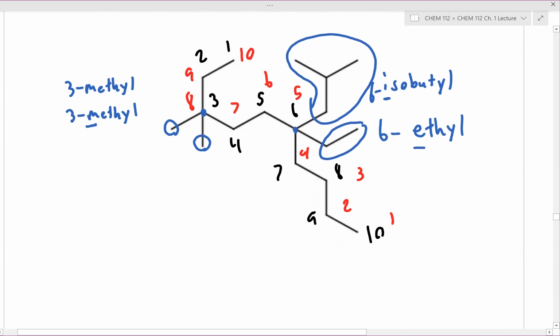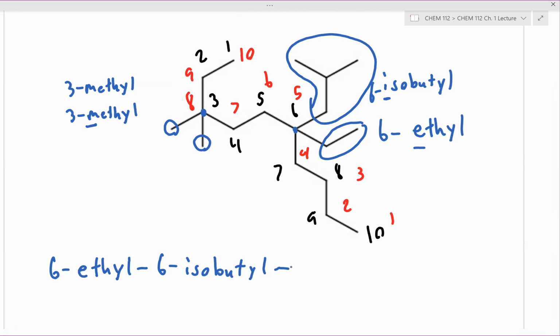Okay, so we name this as 6-ethyl. What's next? I or M? I. 6-isobutyl. Okay, then what? We have 2 methyls, so we name it as 3,3-dimethyl. Yep.